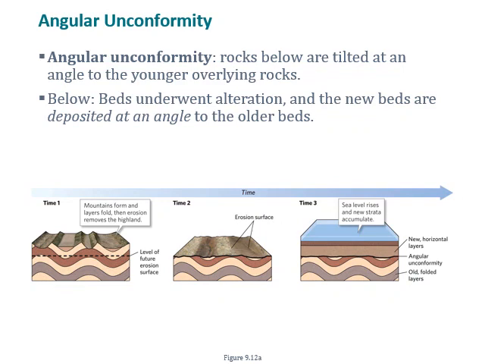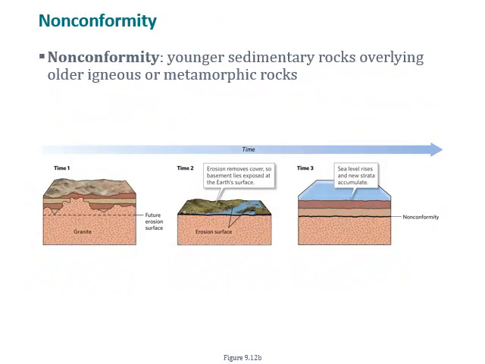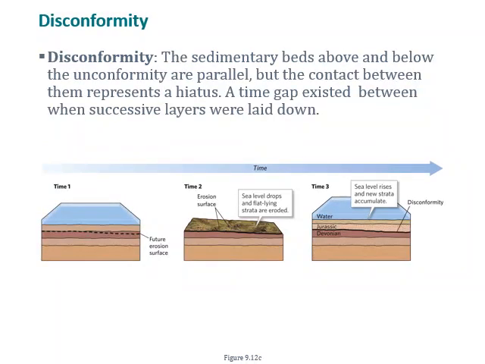A nonconformity is when younger sedimentary rocks overlie older igneous or metamorphic rocks. So rather than having sedimentary on top of sedimentary rocks, we have sedimentary on top of igneous. A disconformity is where the sedimentary beds above and below the unconformity are parallel, but the contact between them represents a hiatus or a period of erosion rather than deposition.